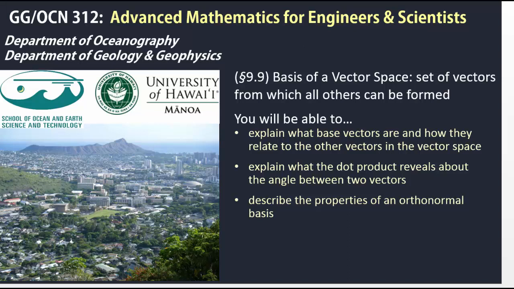The basis of a vector space is summarized as the set of vectors from which all other vectors can be formed. After viewing this video and taking careful notes and perhaps working through some of the problems, your objectives will be to develop the ability to explain what base vectors are and how they relate to the other vectors in the vector space. That's your first objective. The second is you'll be able to explain what the dot product of two vectors reveals about the angle between the vectors. And finally, you'll be able to describe the properties of an orthonormal basis.